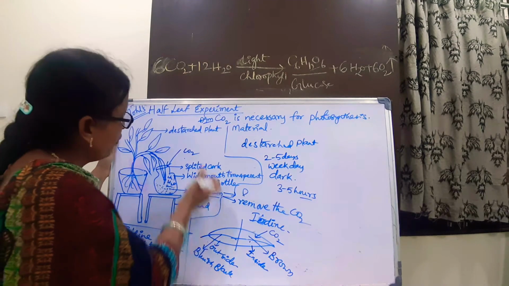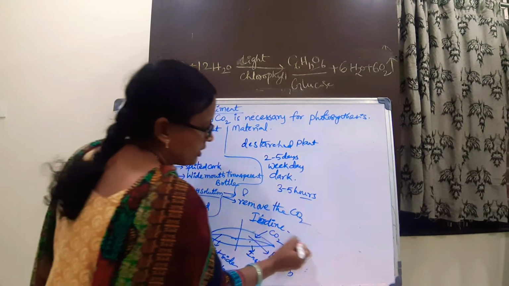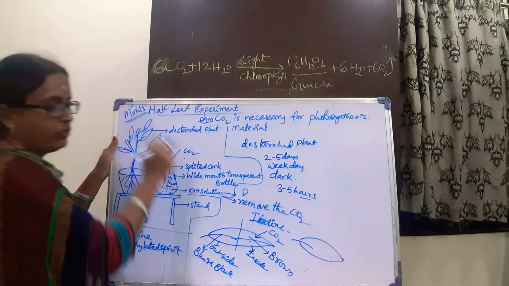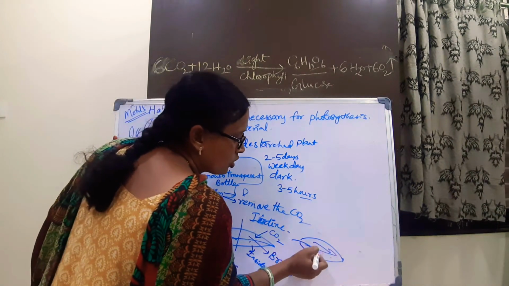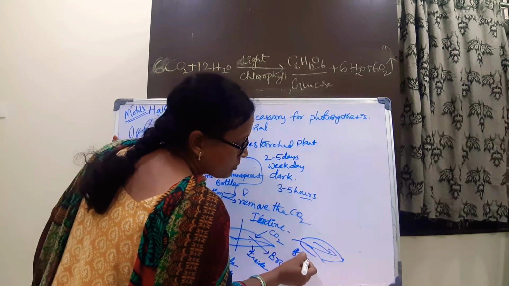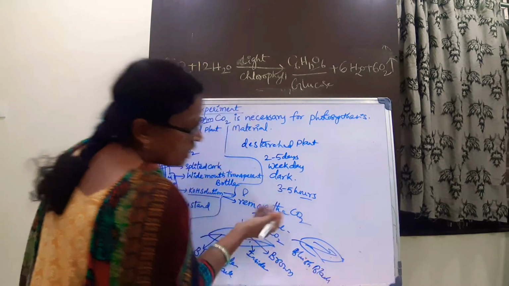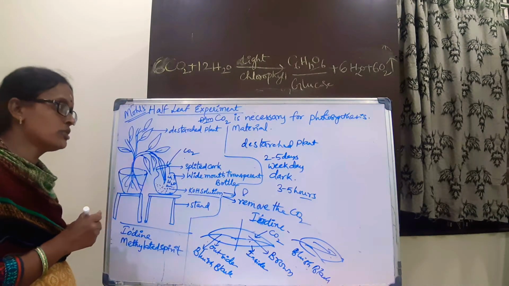So with that, if you take the other leaf also in this experiment, if you take any leaf of the plant and test it, the total leaf turns bluish black, because it is totally exposed to sunlight. It turns bluish black.